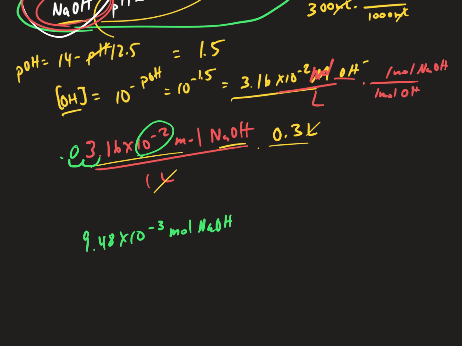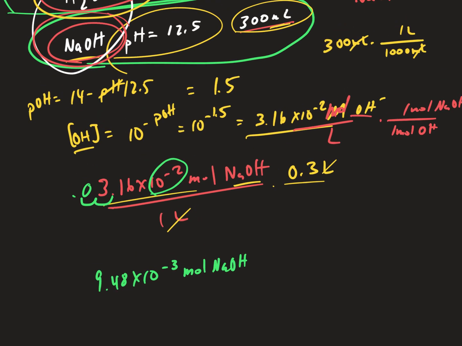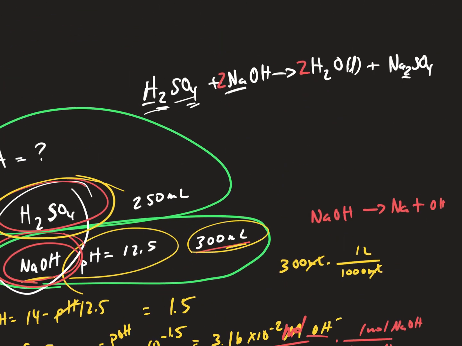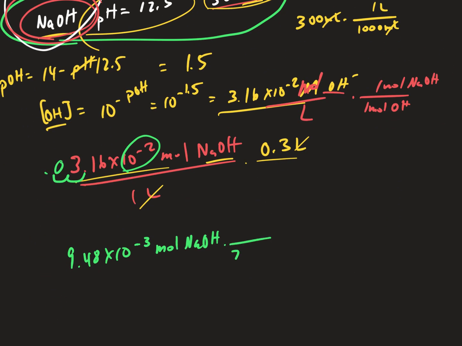What can we do with that? Yeah, use the mole to mole ratio to convert it to the acid. Perfect, using the balanced equation. And what is the mole to mole ratio? 1 to 2, right? Good. So 2 moles down here of sodium hydroxide to 1 mole of sulfuric acid.